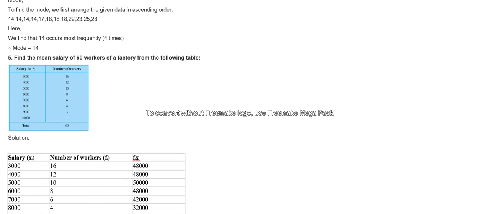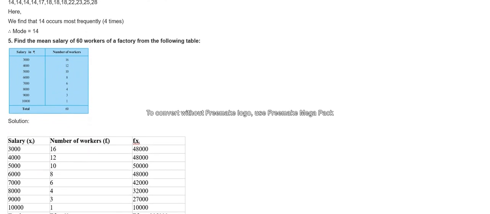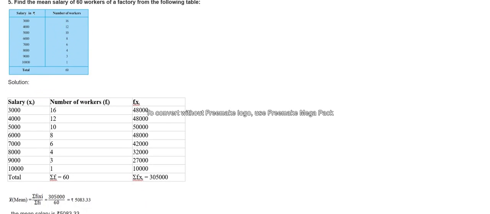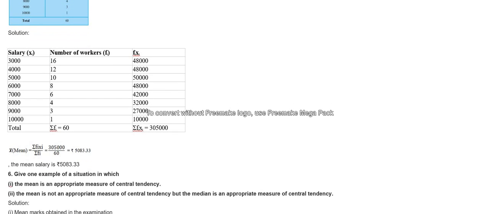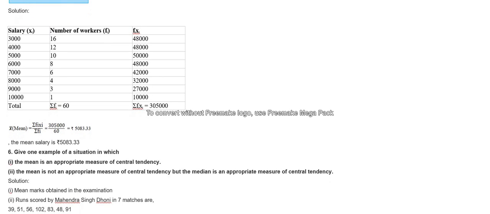Question number 5, it is a little bit different. Just have a look here. We have to find out the mean salary. Here what is given to us is salary as well as the number of workers, means x and f are given to us. So here we have to utilize another formula. Just have a look how we will solve it. Salary is given to us, number of workers is also given to us. So our first step is to find fixi. How will we find it? We will multiply the salary and the number of workers. So this column we have to generate. How? By multiplying these two. 3000 into 16, 4000 into 12, 5000 into 10. So we are finding this column.